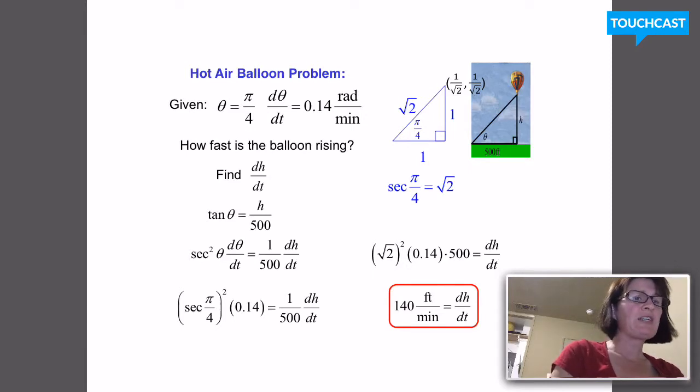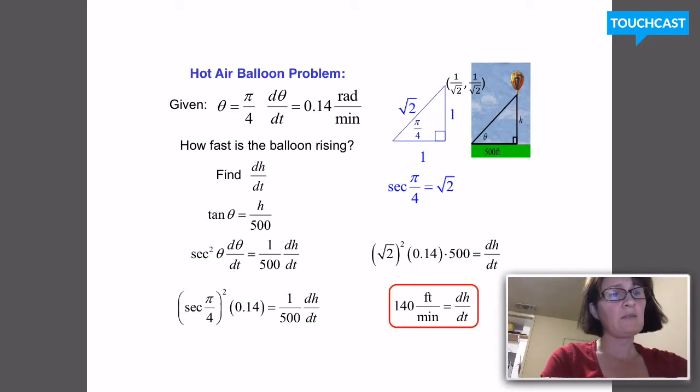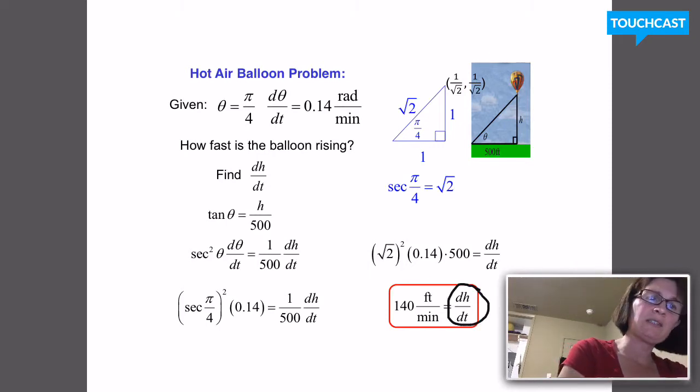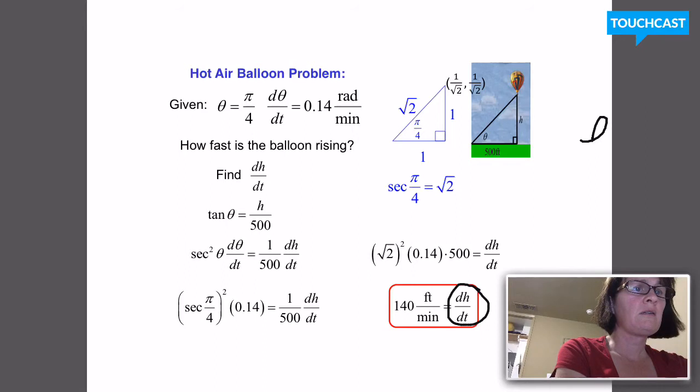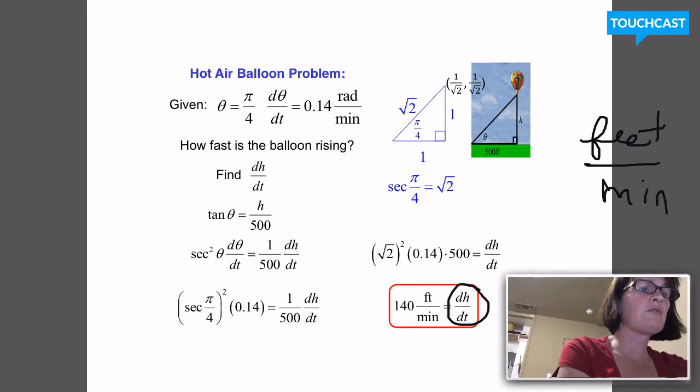So you sort of have two options here. You can keep your units with your values all the way through this problem to get the units at the end, or you know the thing you're isolating was dh/dt. So what are the units on dh/dt going to be? Well, the units on height in this case are feet. And the units on time in this problem are minutes, so it's feet per minute. So 140 feet per minute.